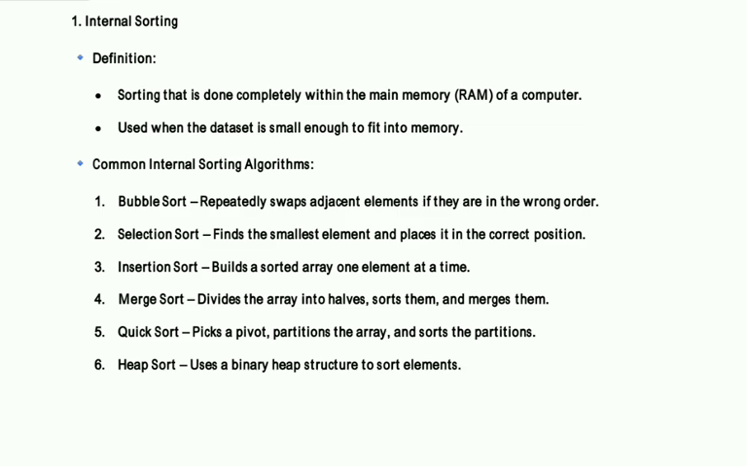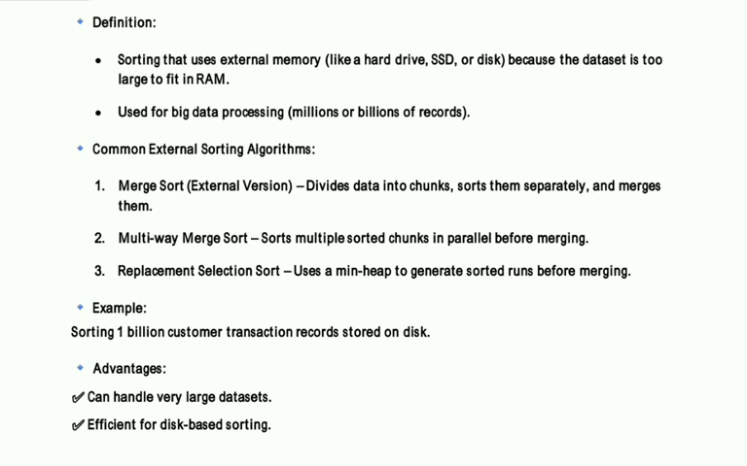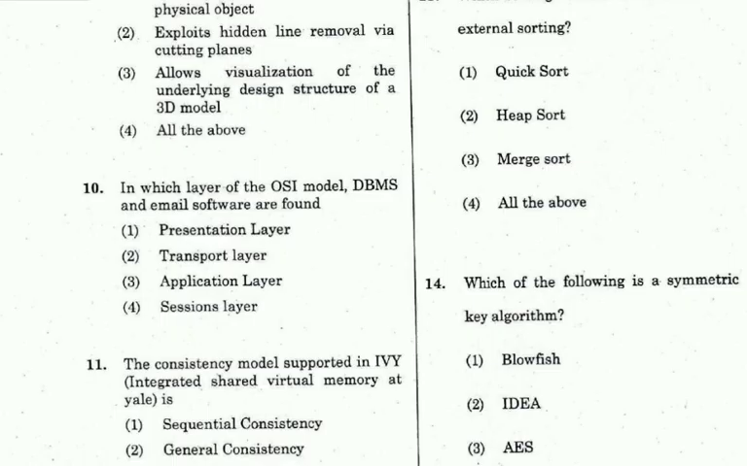Then what about external sorting? External sorting means sorting that uses external memory, that is hard drive, SSD or disk, because the data set is too large to fit into the RAM or main memory. So it is used for big data processing. Some of the external sorting algorithms are external merge sort, multi-way merge sort, and replacement selection sort. So here merge sort is the correct answer. Option 3 is correct, because we use the external merge sort, polyphase merge sort, or multi-way merge sort here.